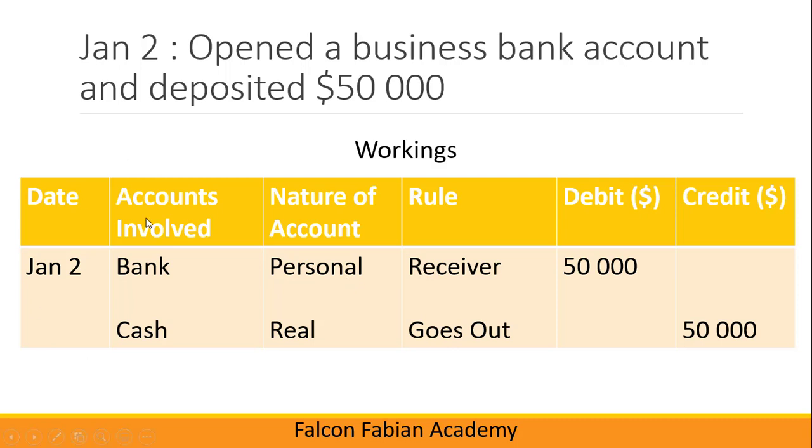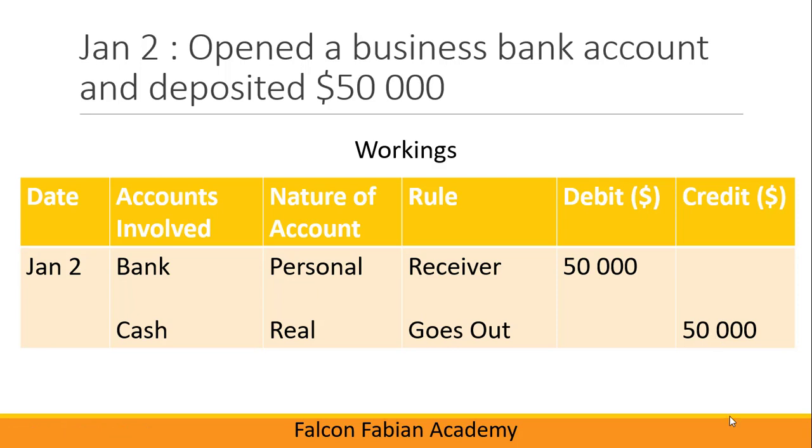So bank is the receiver of the money. Therefore, bank account needs to be debited. And cash is a resource for the business. It is an asset. So the rule for real account is going to be applied to cash, and cash is going out, and where is it going? It is going in the business bank account. So the rule for real account is debit what comes in the business and credit what goes out of the business. Here cash is going out. Therefore, this 50,000 needs to be credited in the cash account.